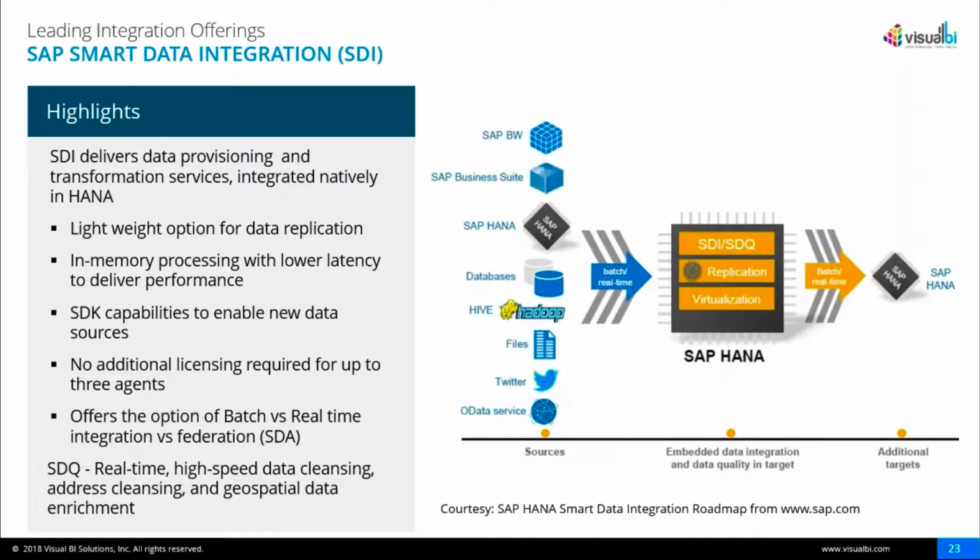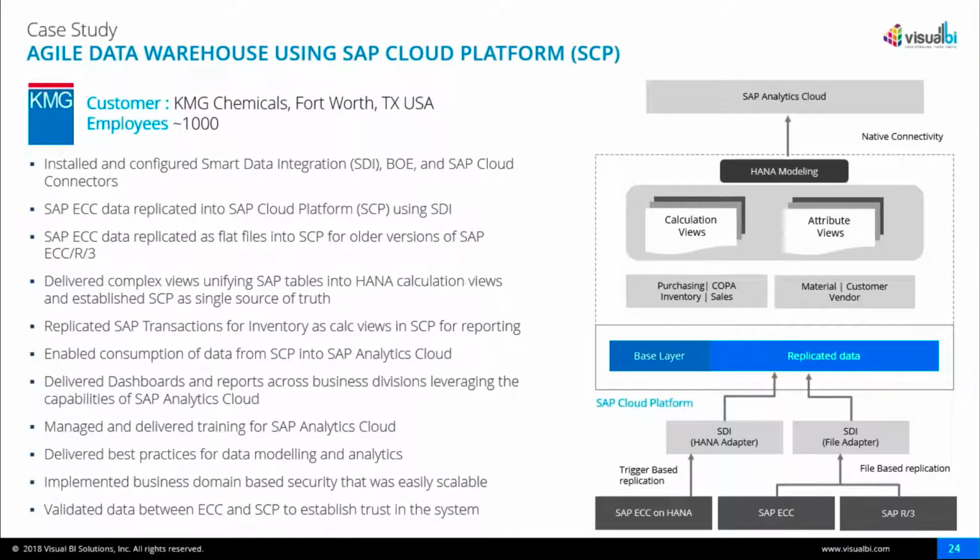At this point, I'd like to introduce a case study based on an agile data warehouse, which we did on SAP Cloud Platform for our customer KMG. As you can see, the customer had SAP ECC on HANA and other SAP systems as well. We used trigger-based replication and file-based replication using smart data integration and moved the data to the base layer. And from there, HANA modeling was done to build the calculation views, and the analytics was delivered in SAP Analytics Cloud. The business insights and the data value were delivered to the customer in an optimum time frame.